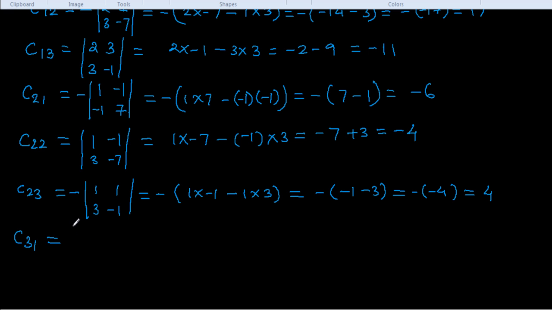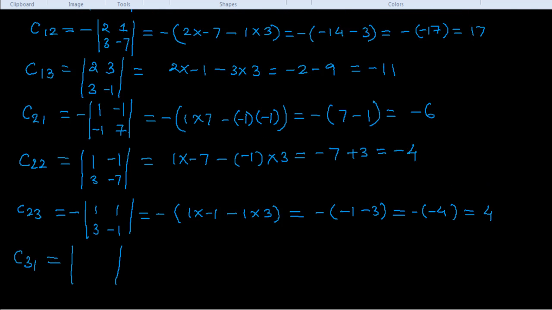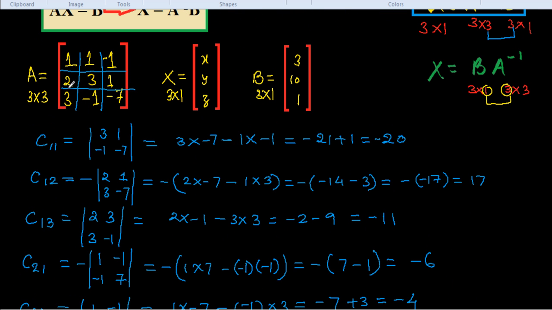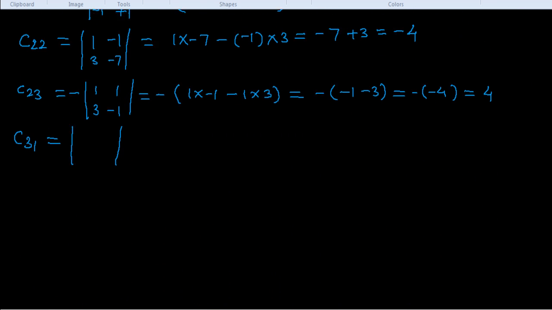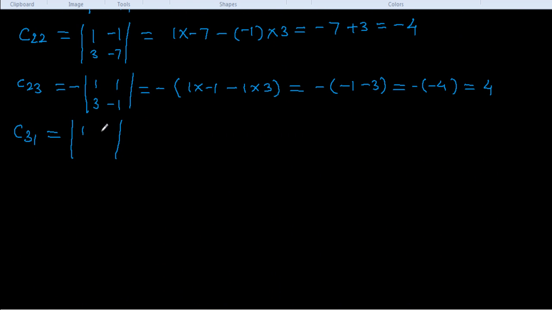Now C31. It is even, so we don't need to put the negative sign outside. So here you see the 3 1 element is this one, so we have to leave this column and this row. The remaining elements we have to put here: 1 minus 1 3 1. Now we solve this. 1 multiplied by 1 minus 1 multiplied by 3. So we get here 1 plus 3, which is 4.